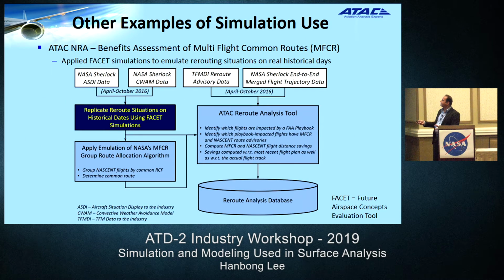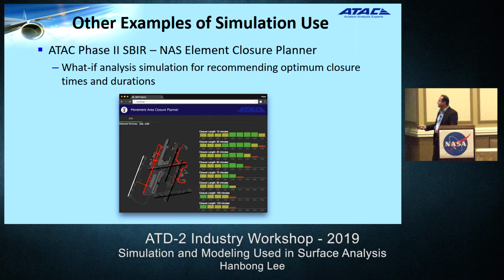But I just wanted to quickly show some other examples that Hanbong wanted to show me for use of simulations. We did another NRA for NASA where we did a benefits assessment of an ATD-3 technology called MFCR, and we used FACET to run basically a full year of historical data through those simulations to estimate rerouting in the en route airspace, those types of benefits.